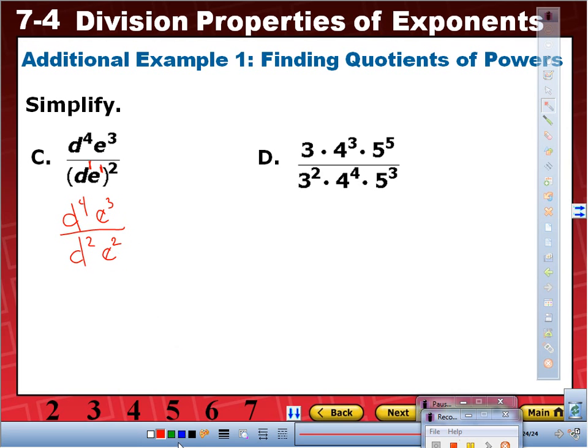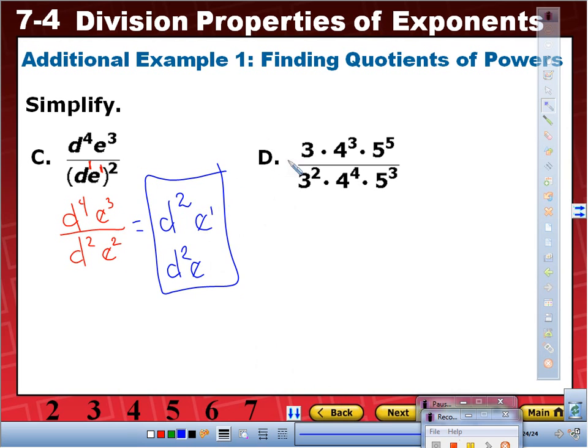Are we there so far? Okay, now, let's look at these. Do these have the same base? So therefore, this is d to the 2nd, because 4 minus 2 is 2. Do these have the same base? So e, and 3 minus 2 is 1, or we can rewrite this as d squared e. Either one is correct. Hands, if you got that? Okay, not bad.